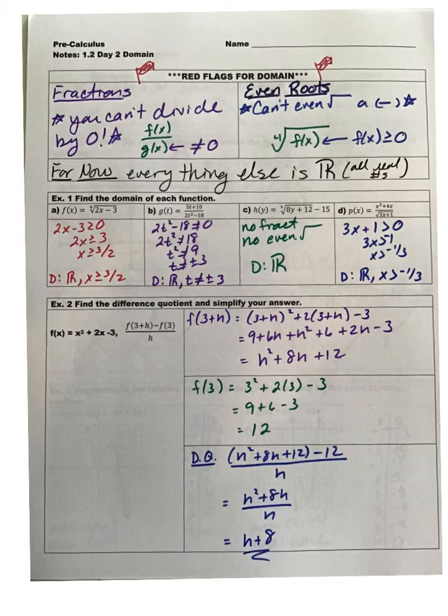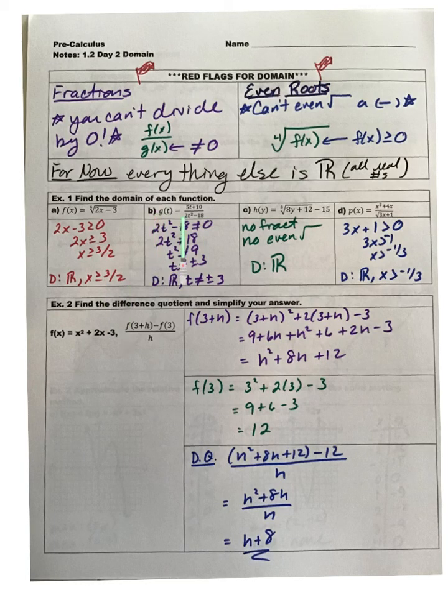So example 1, find the domain of each function. So A, I look at this function and say, do I have a fraction? No. Do I have an even root? Yes. So the thing underneath cannot be negative. So 2x minus 3 is greater than or equal to 0. So add the 3, divide by 2. Our domain is all real numbers such that x is greater than or equal to 3/2.